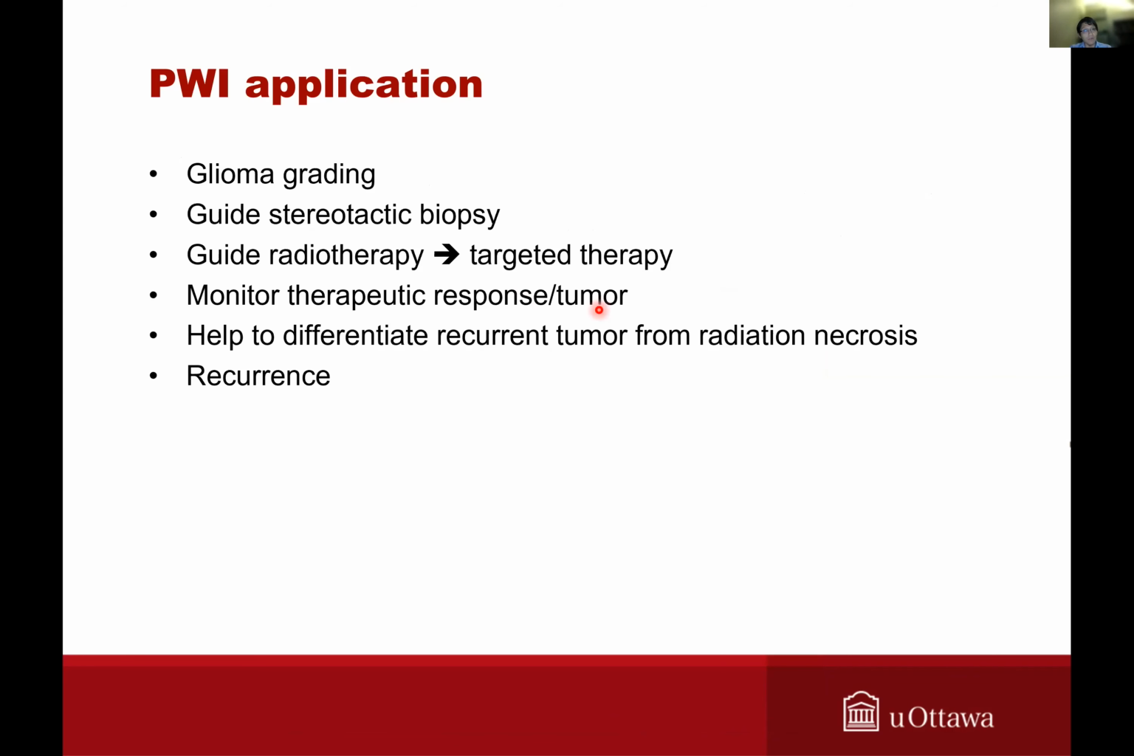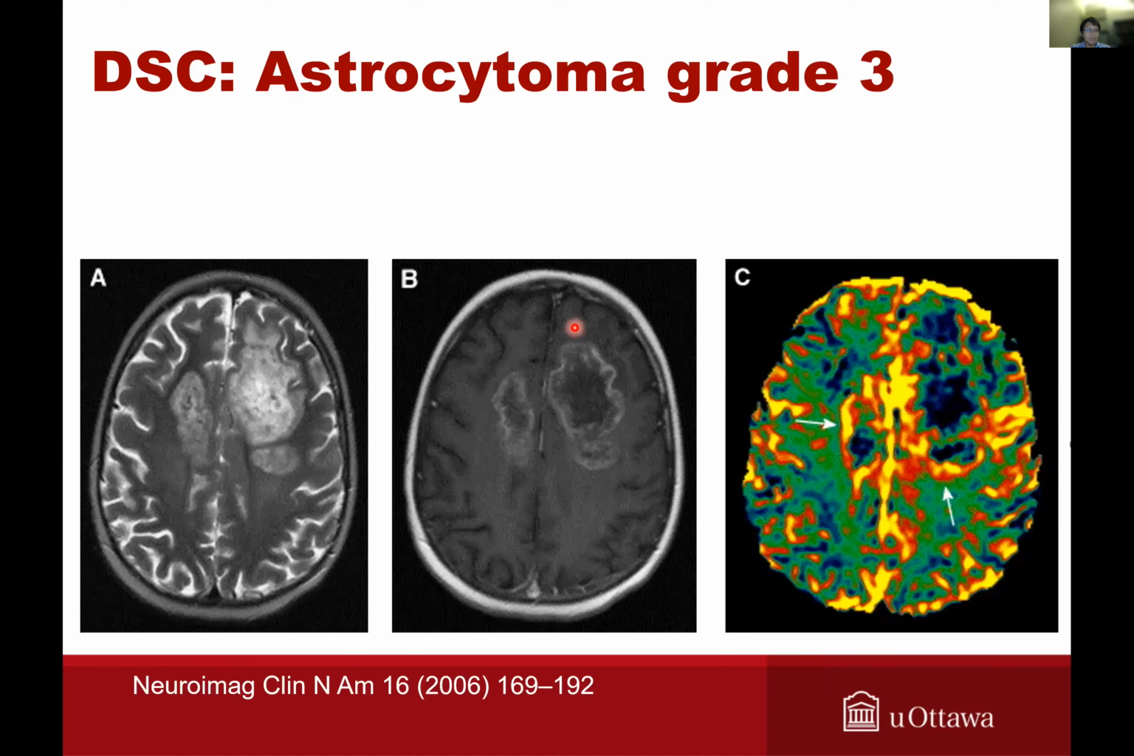Also for guided radiotherapy, to monitor response to the therapy, and to assess for radiation necrosis or recurrence. This is an example that I took from the literature, already published in 2006, 15 years ago. You can see this astrocytoma grade 3, a very large heterogeneous mass with peripheral enhancement, and areas of increased relative blood volume in the periphery of the tumor.